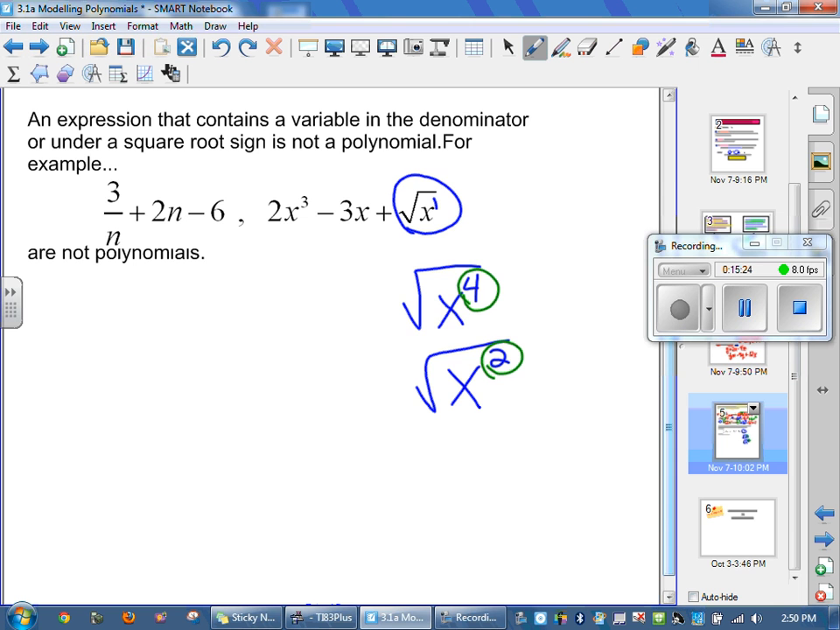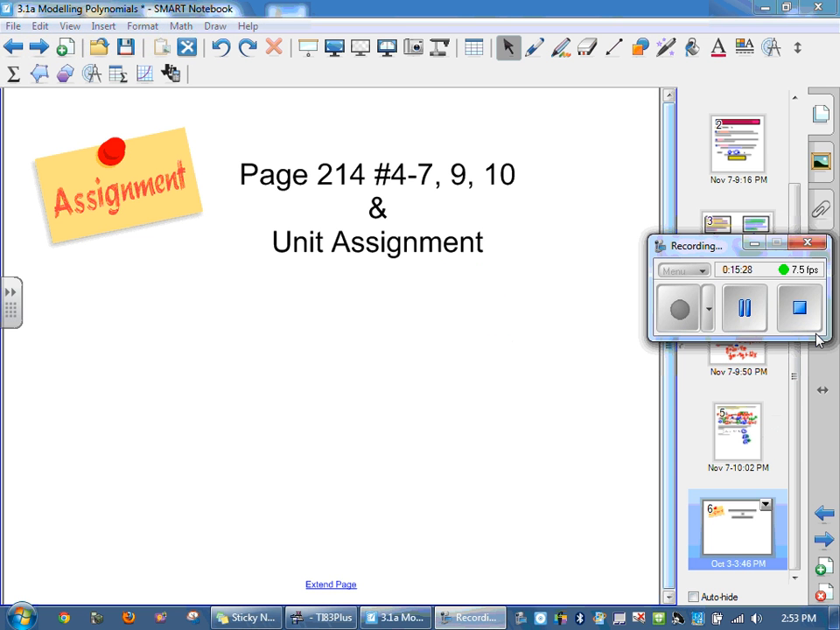Okay, this concludes lesson 1 of Polynomials, Unit 3.